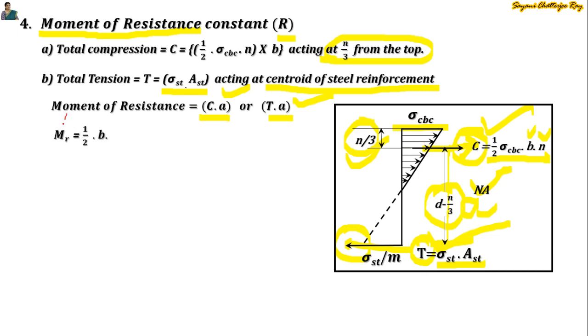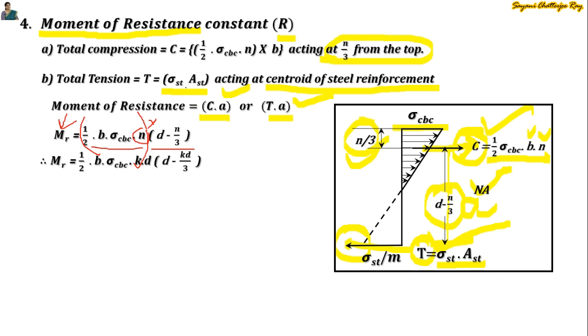Now the moment of resistance, that is MR, equals, this is the value of C, that is half into b into sigma cbc multiplied by n, and d minus n by 3 equals to a. So we have multiplied both of these and it will be equals to half into b into sigma cbc. We have replaced the values of n by kd, here also. So now what we will do? We will just take d common and take it out of this bracket.